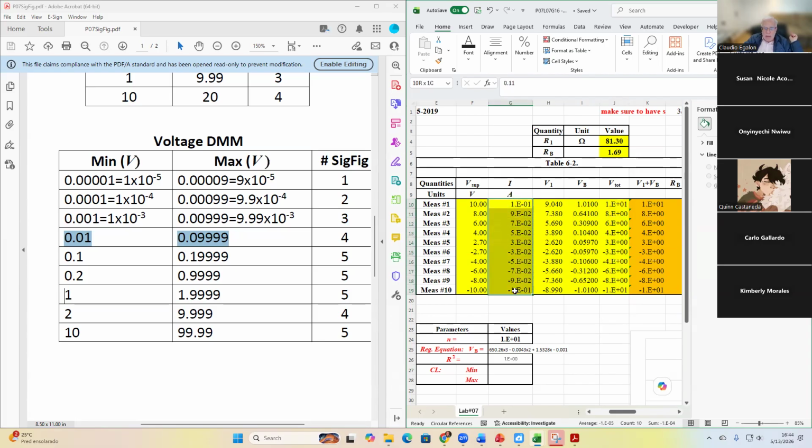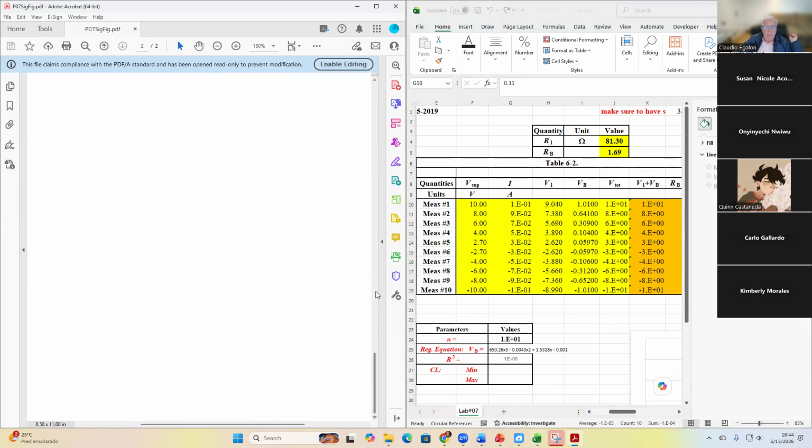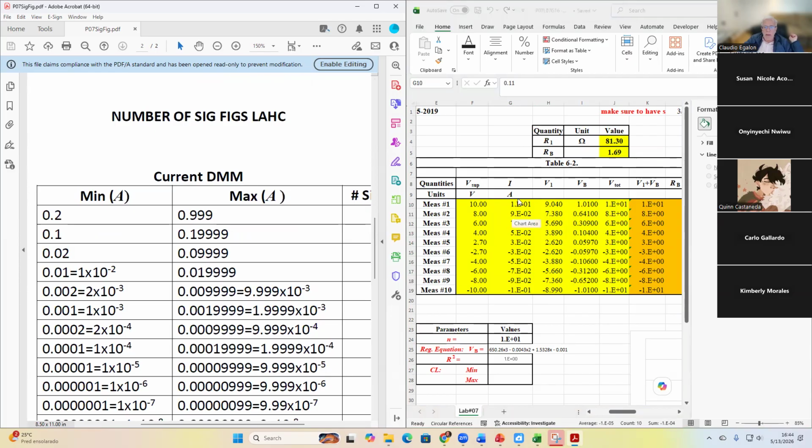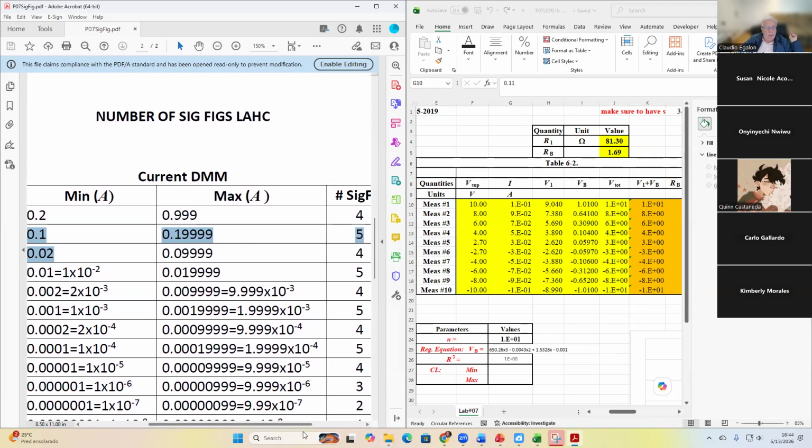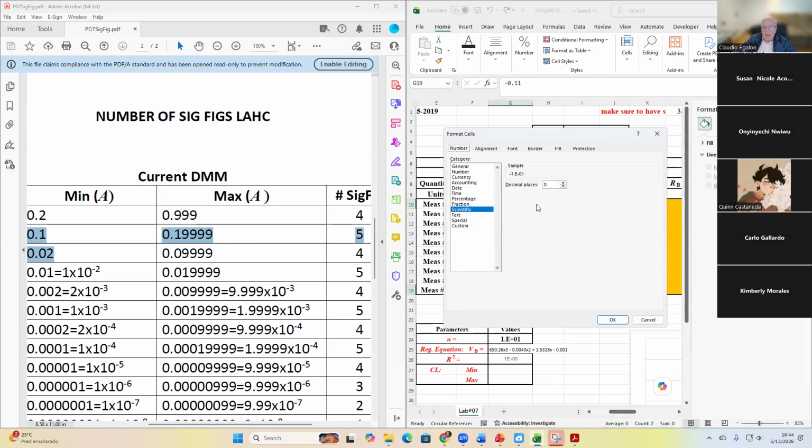This column that you see here, you use the other table. They use the table for the current. Oh, for the current. Let's see. This current here is 0.11. 0.11 is within those two values. Okay, and within those two values, the number of significant figures is 5. 5 significant figures, 5 decimal places.